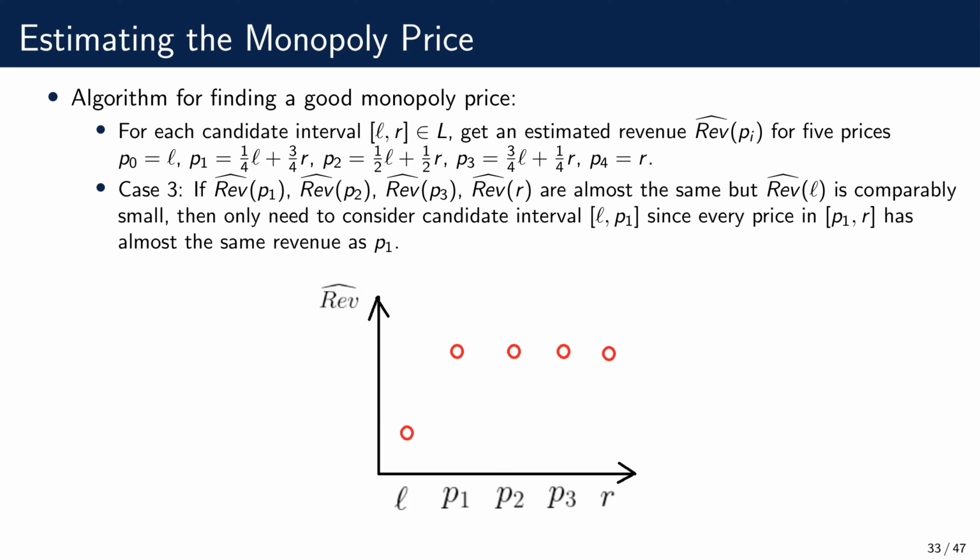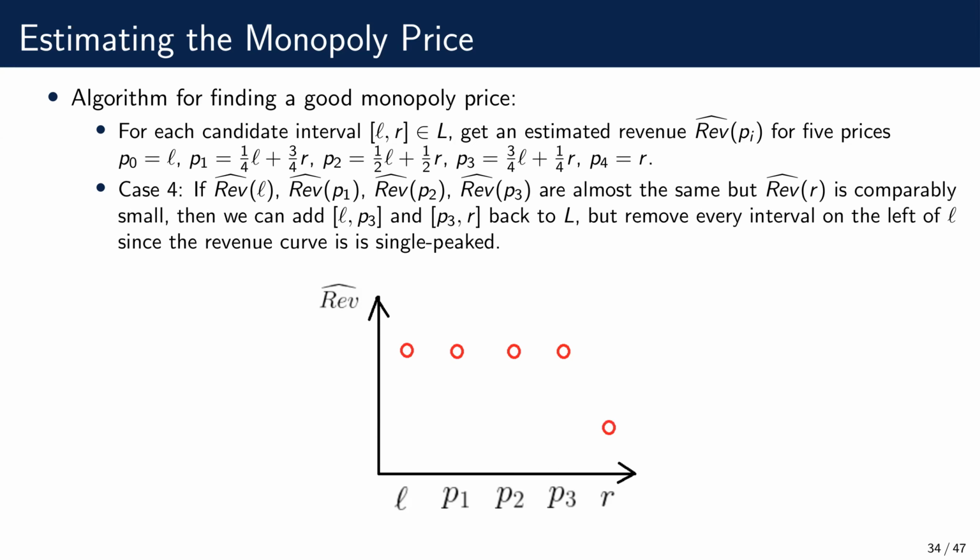And when the estimated revenue of L is much smaller, or the estimated revenue of R is much smaller, we can put back, for example, two intervals, LP3 and P3R, back to L. Notice that the revenue curve is decreasing between P3 and R. So although the optimal price may be between P3 and R, it cannot fall on the right side of R. So we can remove all the intervals from the list on the right side of R.